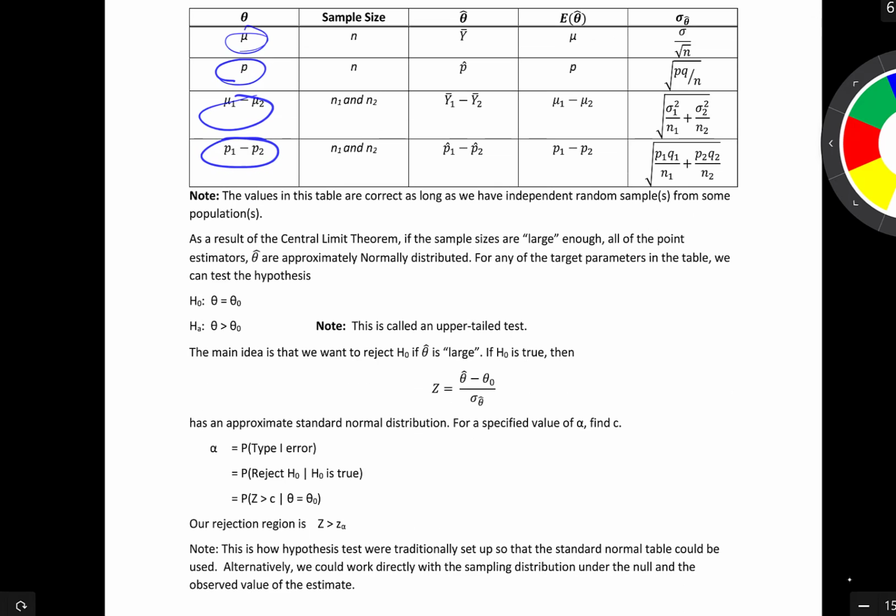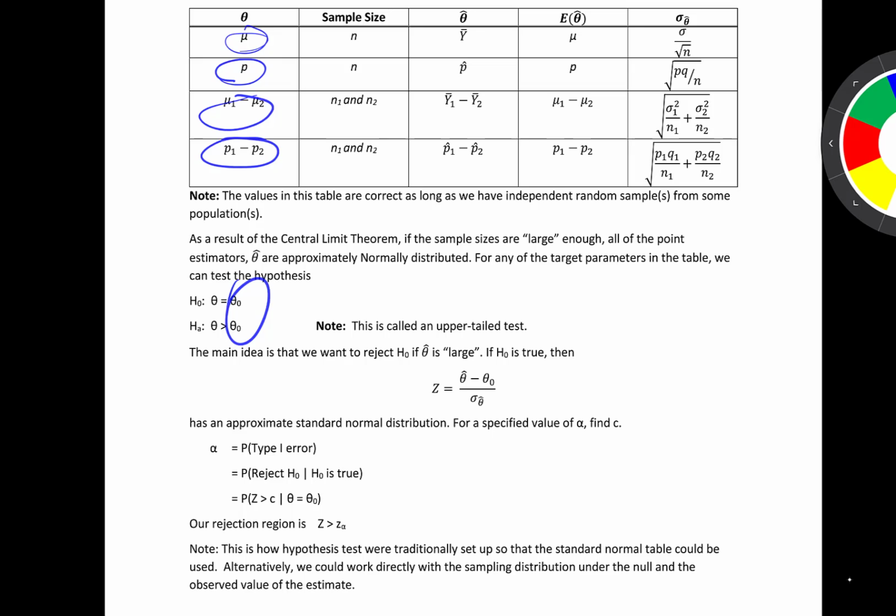And what we saw previously was, as a result of the central limit theorem, if the sample sizes are large enough, all of the point estimators theta hat are approximately normally distributed. For any of the target parameters in the table, we can then test these hypotheses. Notice here in these hypotheses, we have specified a null theta naught. Theta naught is just the hypothesized value of theta.